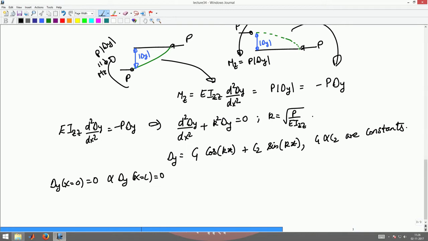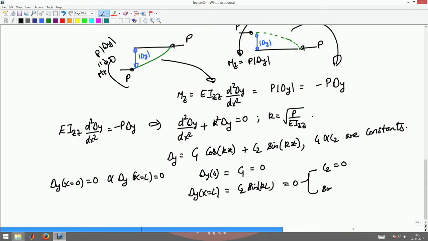This gives you the condition that delta y of 0 is nothing but c1, so c1 has to be 0. Delta y at x equal to L is c2 sin kL. This has to be equal to 0. Now you have two possibilities: one is c2 being 0, or sin kL being 0. Sin kL will be 0 if kL is n times pi, where n is an integer.